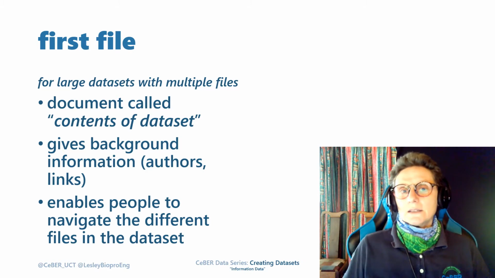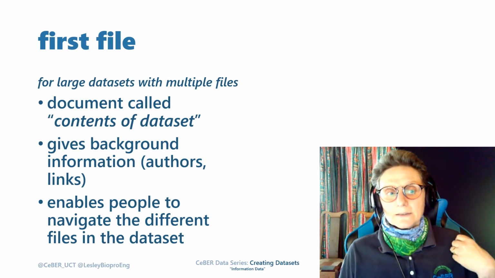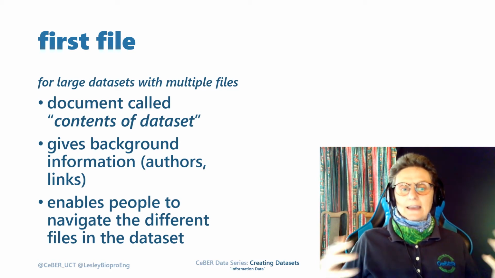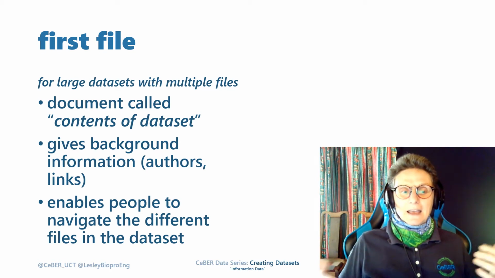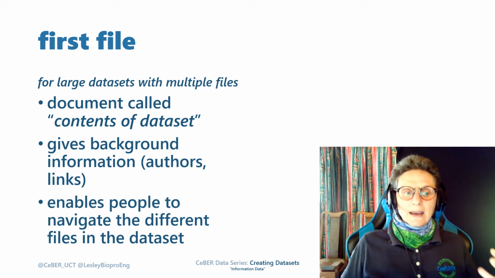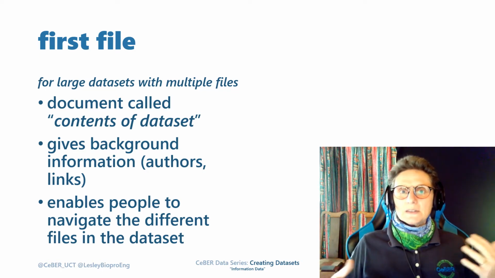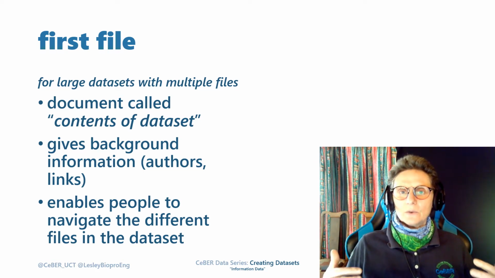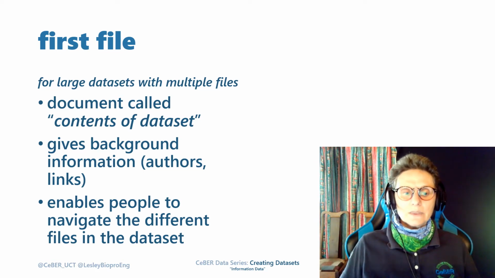So in a large data set with multiple files, we might need a first file, a document called something like contents of dataset. And here we'll give the background information of authors, links to publications, even a whole list of publications. Maybe it's a report and we've done all sorts of journal articles that go with it.